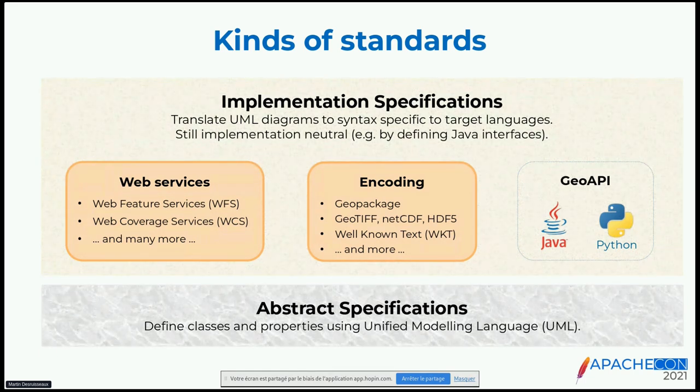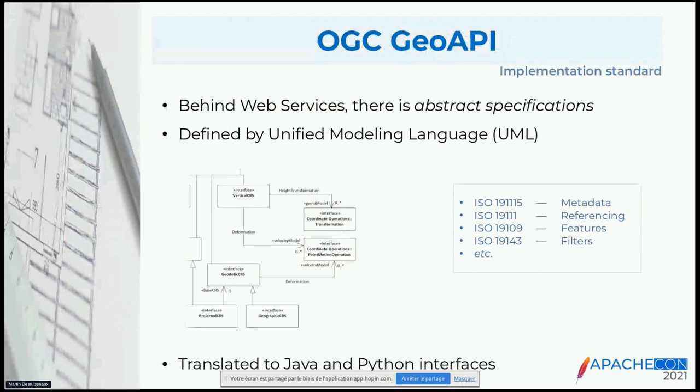Encodings, like file formats, GeoTIFF and netCDF, could also be seen in some cases as an implementation of an abstract specification. It's not really true for GeoTIFF and netCDF, but it's true for WKT, the well-known text, for example. I am going to tell more about that. And then we can have implementations in a specific language like Java or Python. GeoAPI is an OGC standard. It's an implementation specification which translates the abstract specification into Java. And we also started to do Python interfaces.